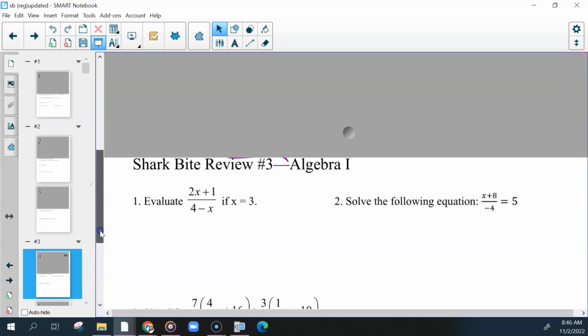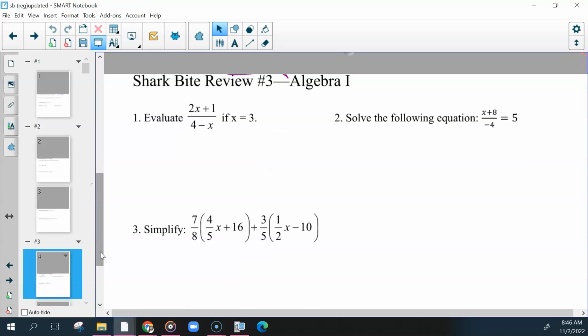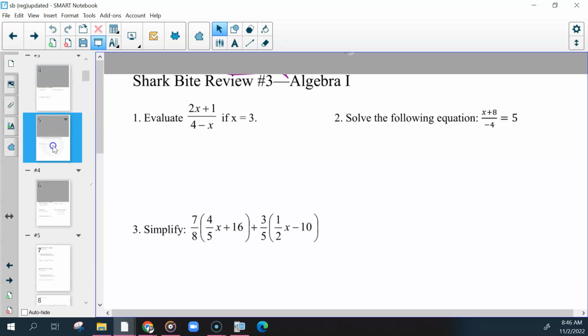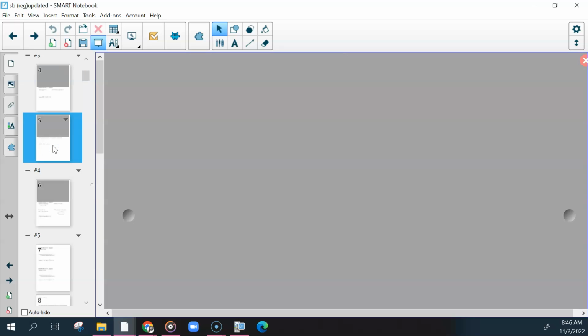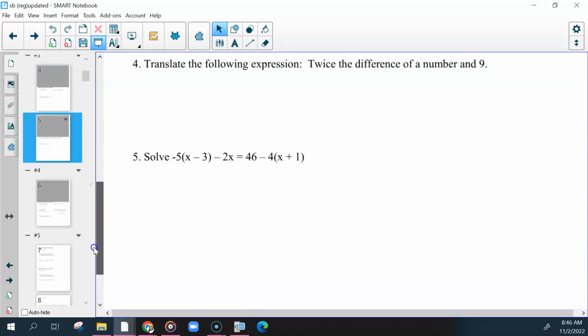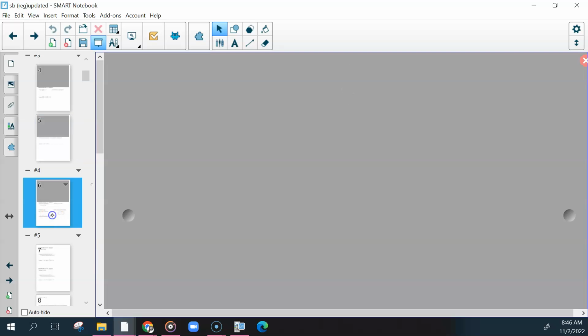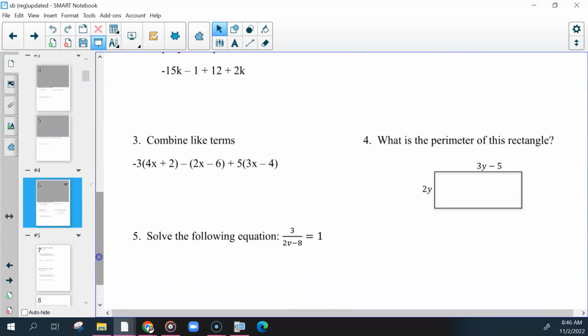The shark bite, which ones did we have trouble with? Want to go over? Want to see? Had questions about anything like that? Number 2 and 4. Any others? So we can do 2 and 4.